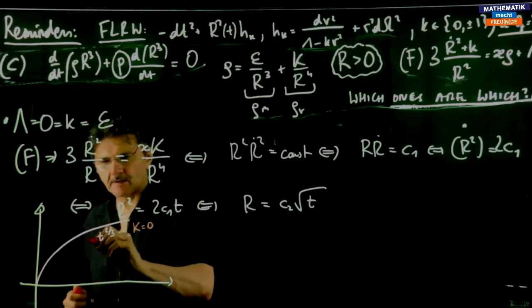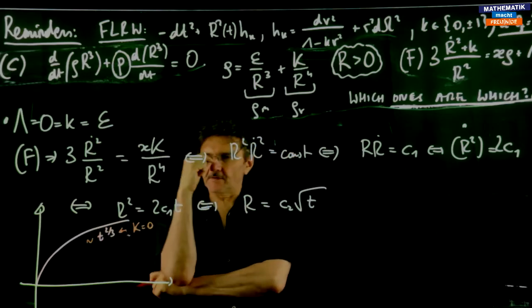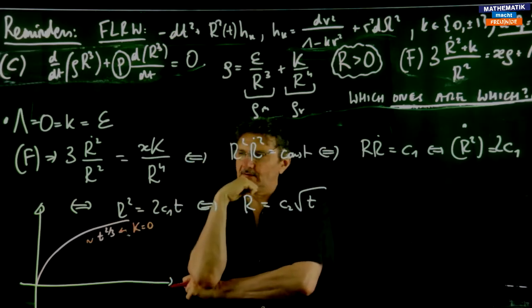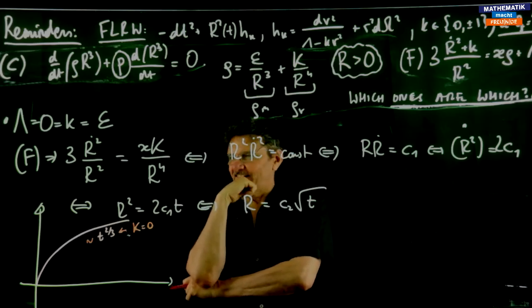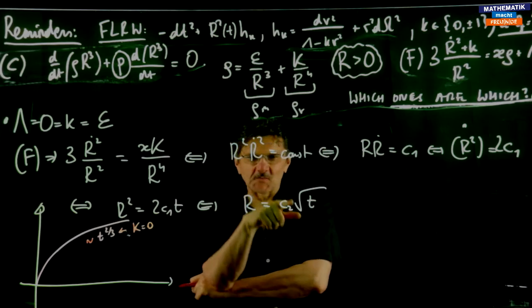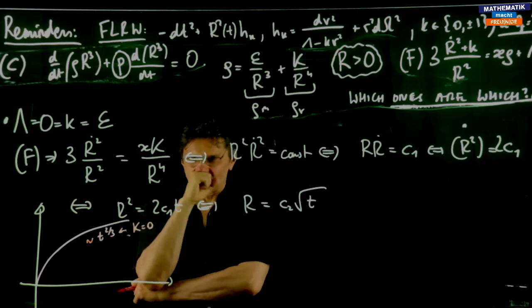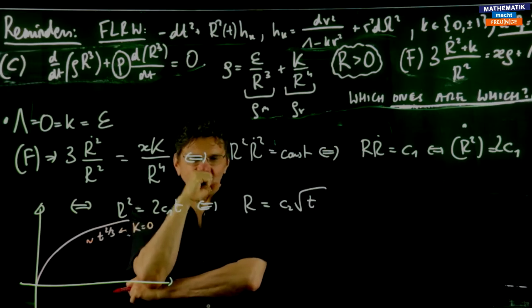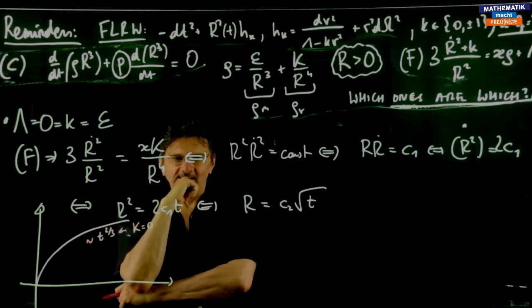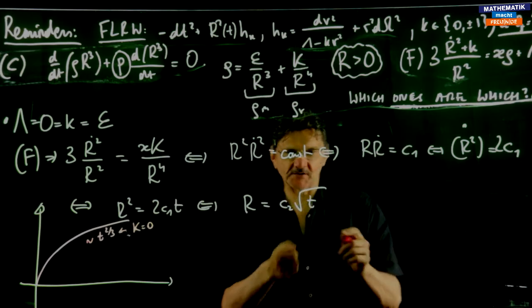Well, a constant times t^(2/3), versus a constant times the square root of t. Is this steeper at the origin, or less steep? So for small t, is it above or below? Can anyone help me with this? Well, if we're not sure, let's see.